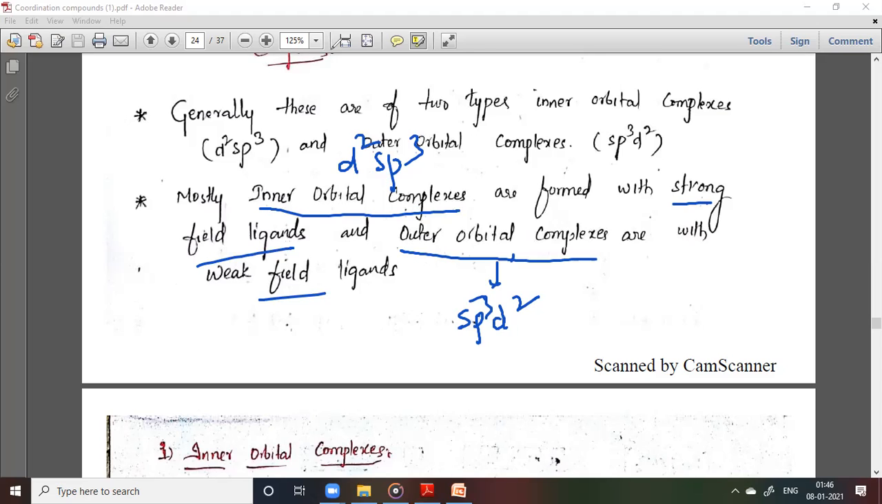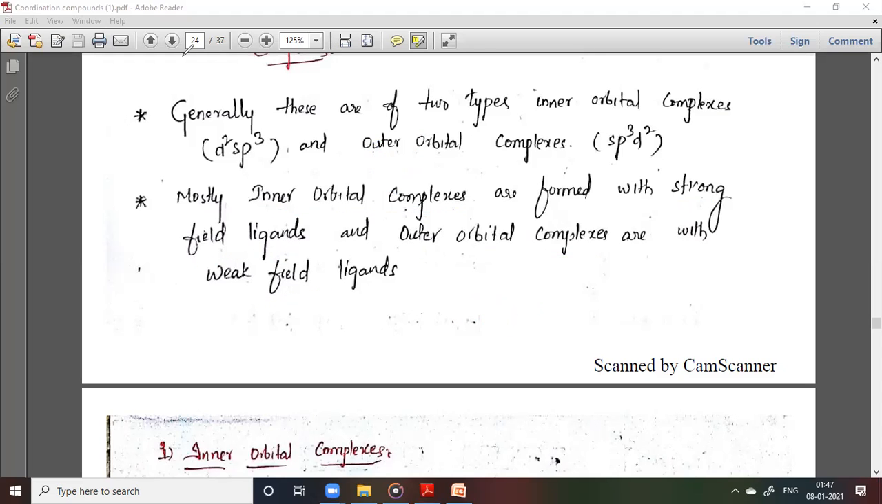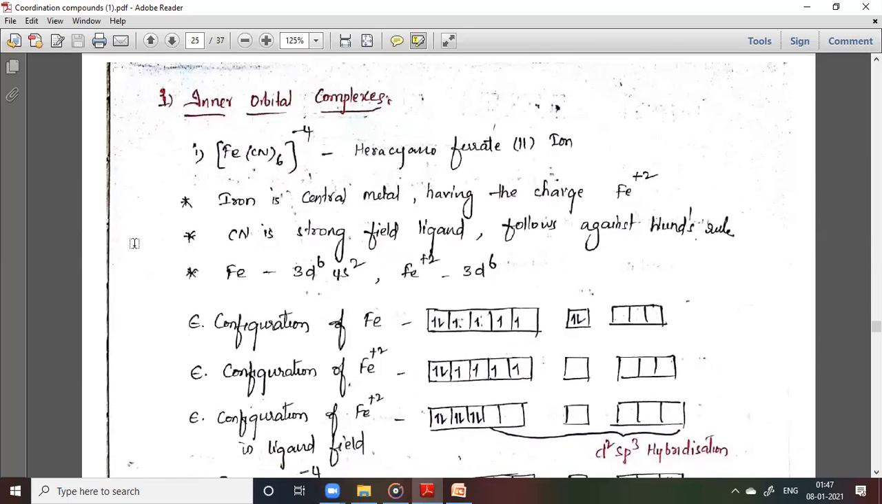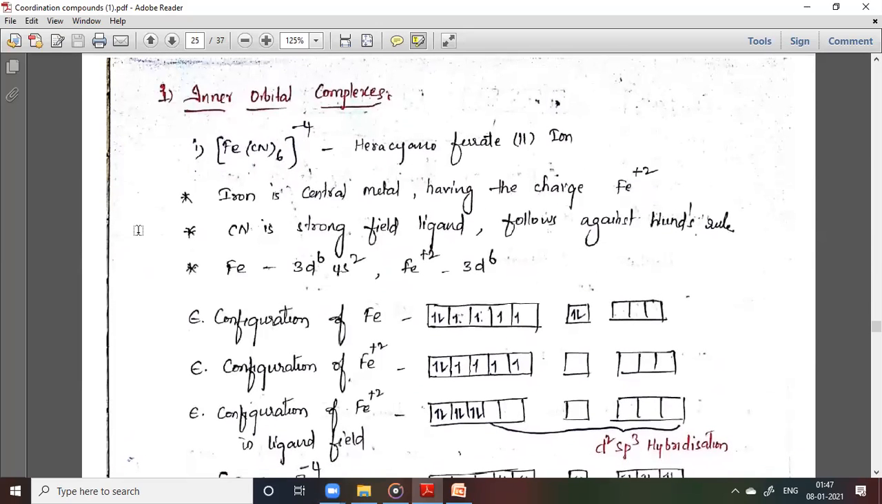So why, I will tell you, see here. Let us understand. First I will take inner orbital complexes, then we will understand the outer orbital complexes. So let us take the inner orbital complexes first. What does inner actually mean? Definitely the hybridization must be d2sp3. So let us understand how it is d2sp3 here.